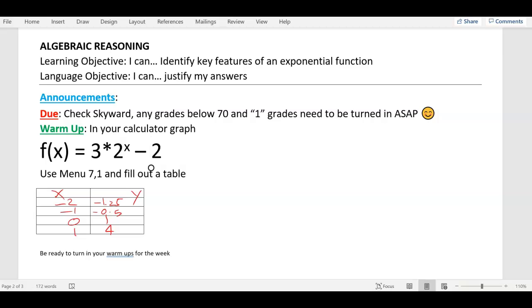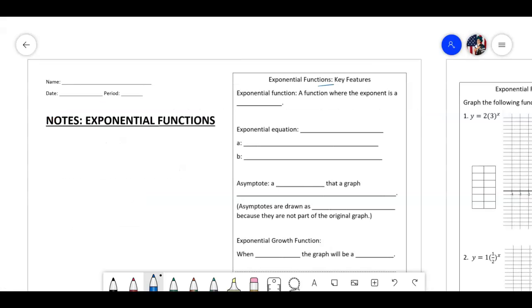I'm gonna pass out your notes that we're doing today, and then we're gonna do that together. Okay. Here we go. So we're doing some formal notes on exponentials. We talked about growth and decay, we graphed, we got a table from the graph, but from an equation, you need to know some things, and that's what we're doing right now.